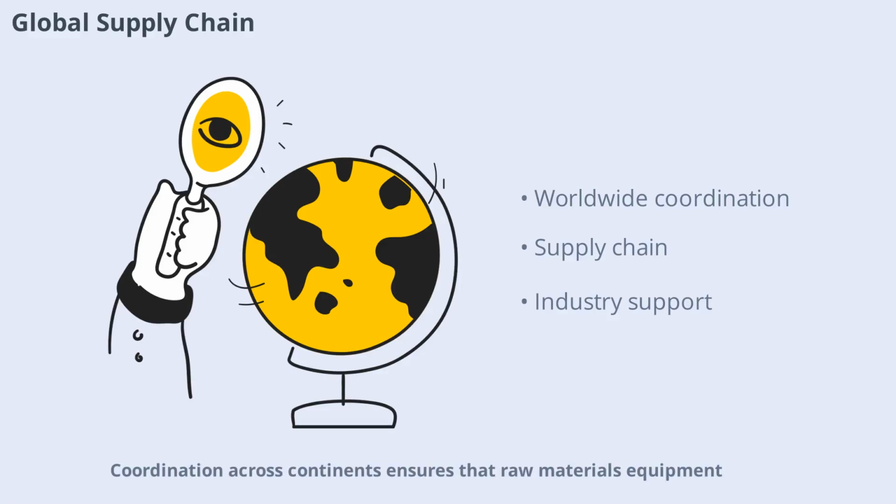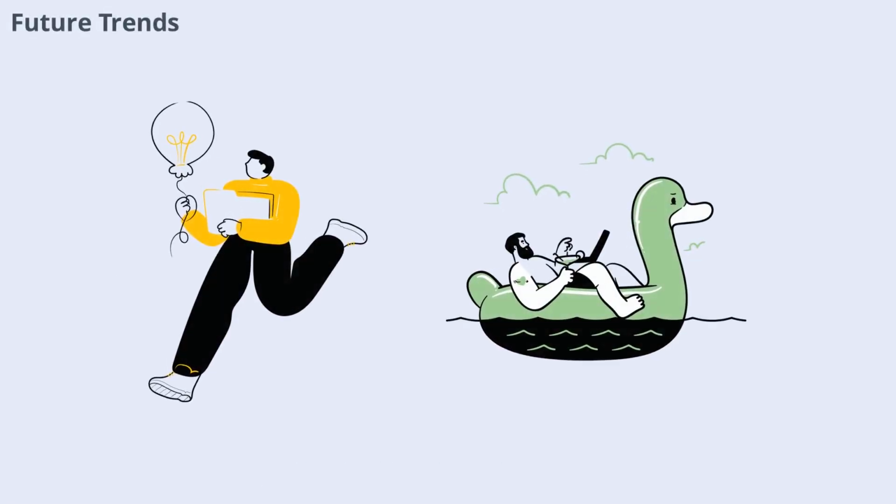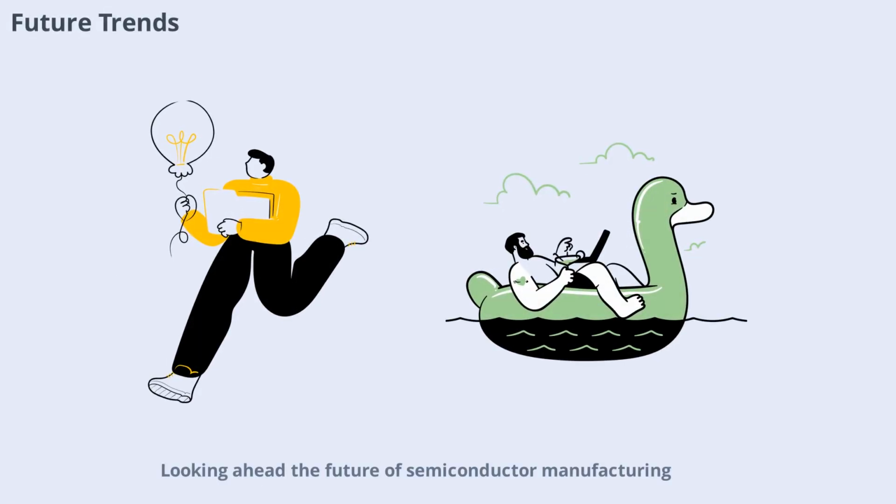Coordination across continents ensures that raw materials, equipment, and finished chips move smoothly through the supply chain, supporting the global electronics industry. Looking ahead, the future of semiconductor manufacturing promises even more exciting developments. From quantum computing to artificial intelligence, new applications are driving demand for faster, smaller, and more efficient chips. The industry's ability to innovate will shape the technology landscape for years to come.